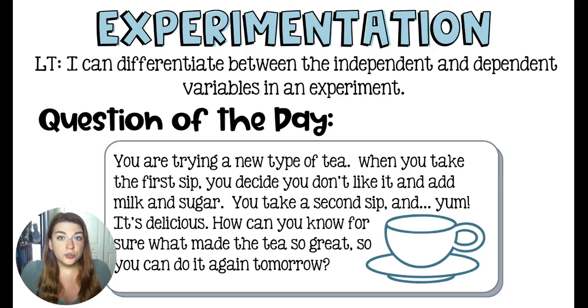So, truthfully, there's really no way to know what made the tea so delicious. It could be the milk, it could be the sugar, or it could be both. And the reason you don't know for sure is because you've added both of the ingredients to the tea before taking a sip. Had you added just the sugar, and maybe the next day you add just the milk, and then the third day you do the milk and the sugar, then you would have 3 days worth of data to determine what you actually like in your tea.